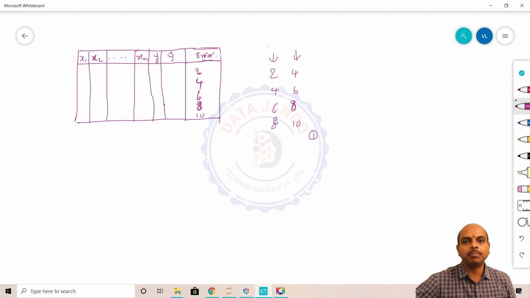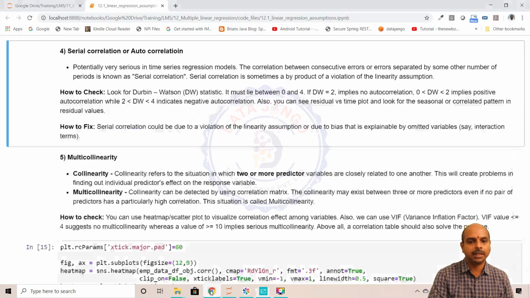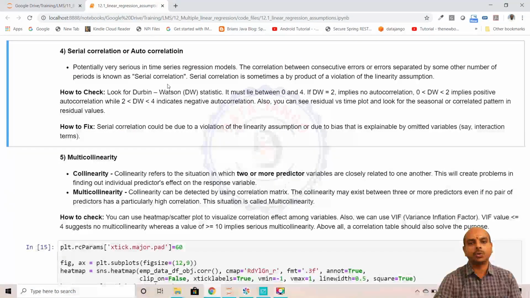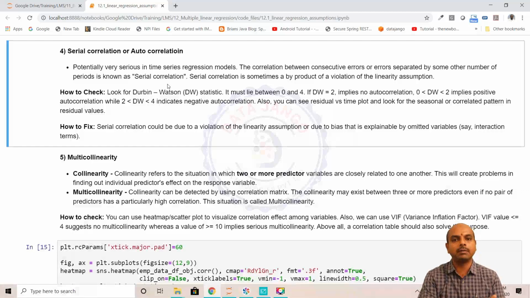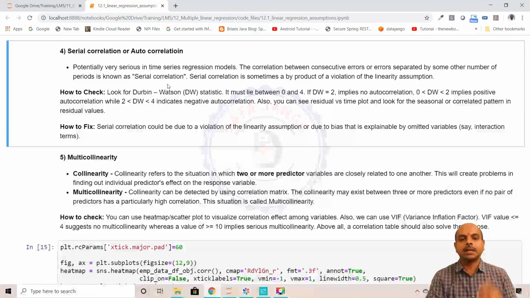This kind of problem may happen in stock market or stock prediction kind of data. It is generally a time series problem, and we should be using time series algorithms there rather than linear regression. If you have serial correlation or autocorrelation, that means the problem should be solved with time series algorithms.